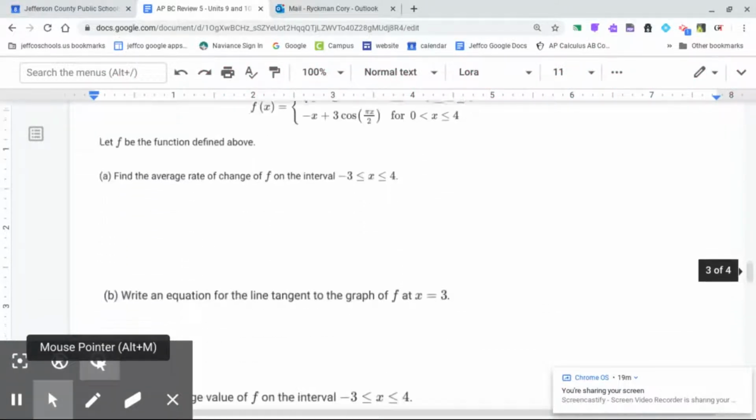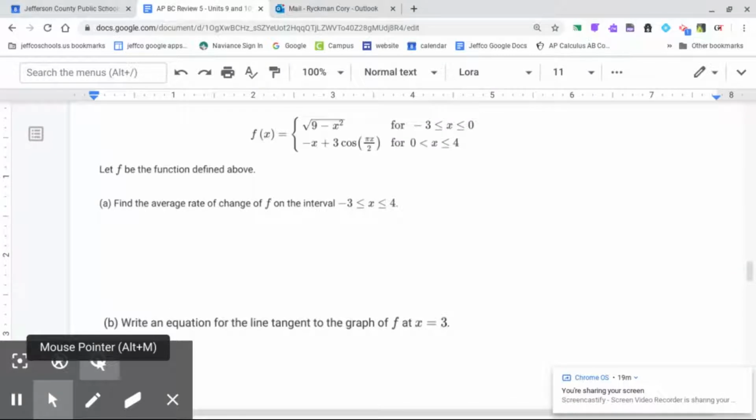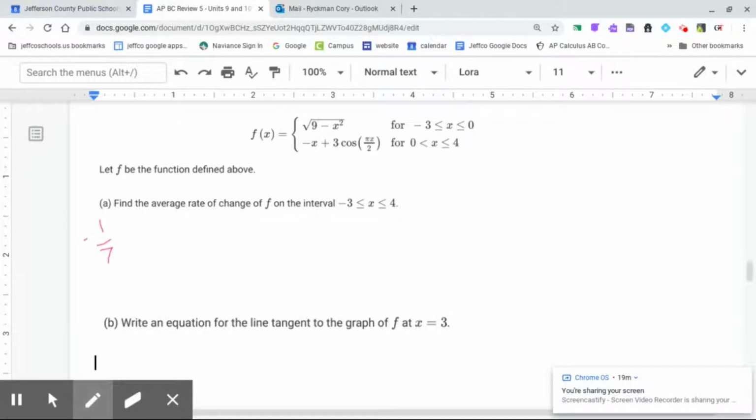Try the next one, 15 minutes or less, and we'll check your answers. Okay, let's see how you did. For A, I have an answer of negative 1/7. If you agree with that, then you're probably good to go.